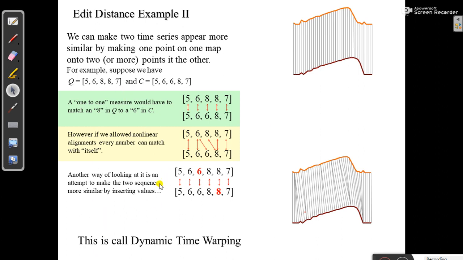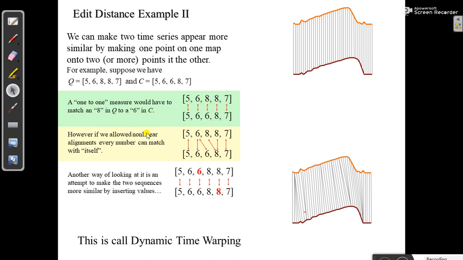So here is another edit distance example. We can make two time series appear more similar by mapping one point onto two points in the other. For example, suppose we have 5, 6, 8, 8, 7 and 5, 6, 8, 7. With a one-to-one measure we would have to match 5 to 5, 6 to 6, 8 to 6, 8 to 8, 7 to 7.